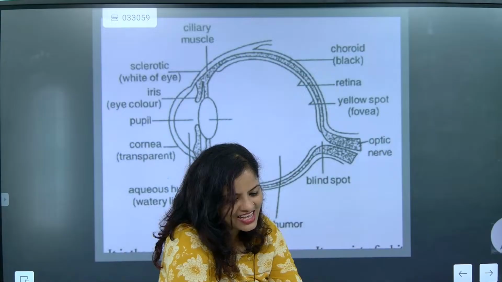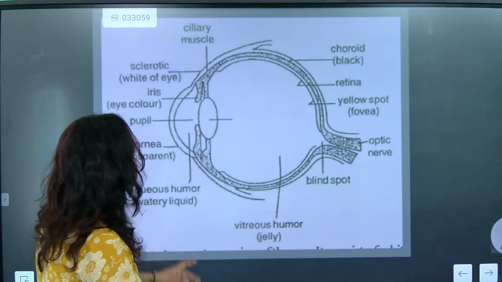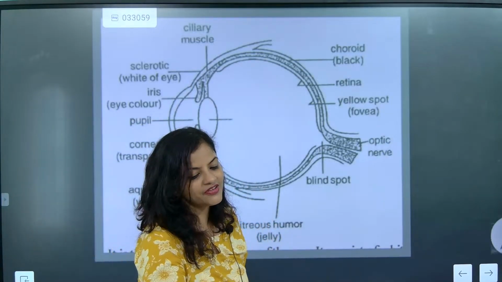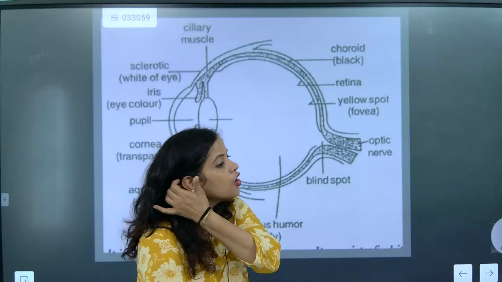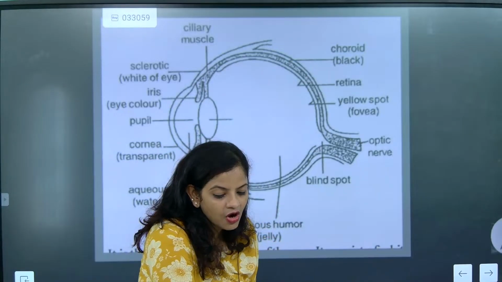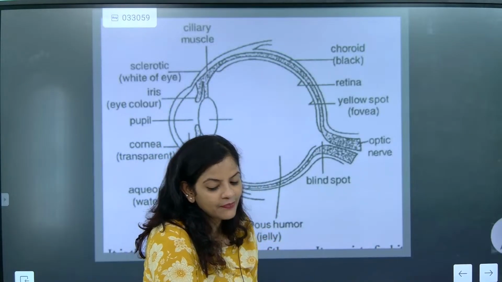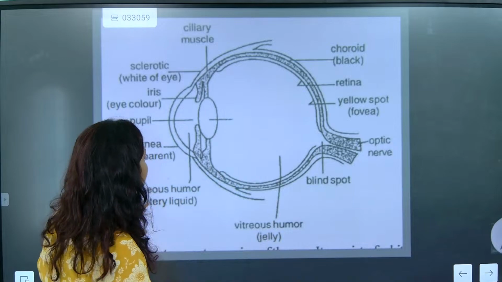Rod cells and cone cells. The offline children gave the answer first. Yes, absolutely, beta. Rod cells and cone cells.